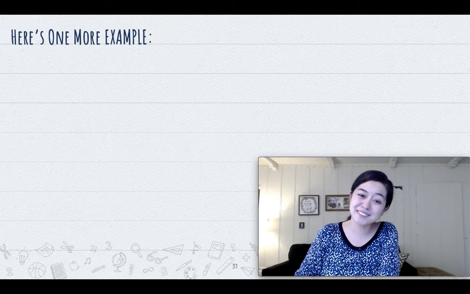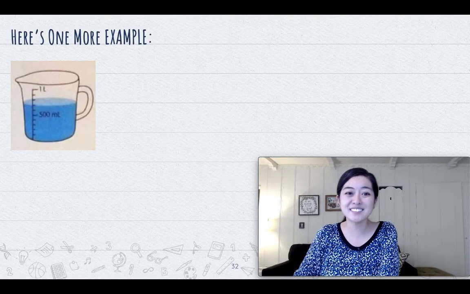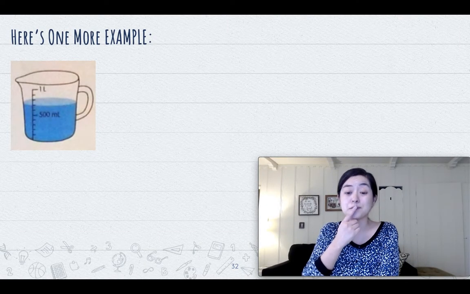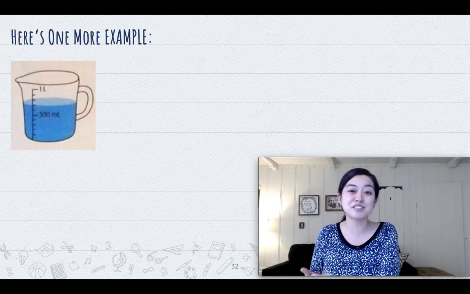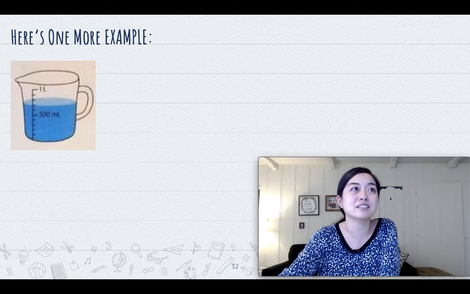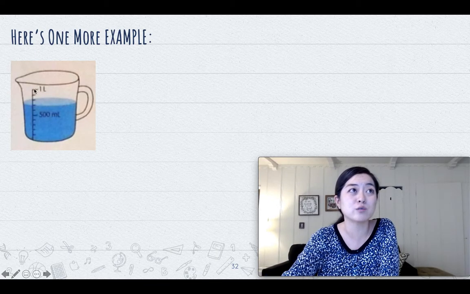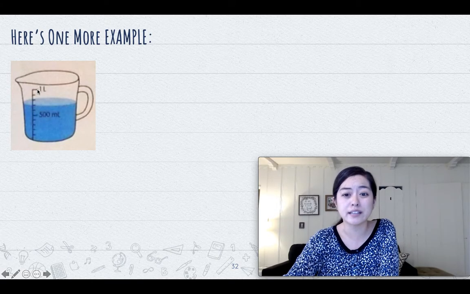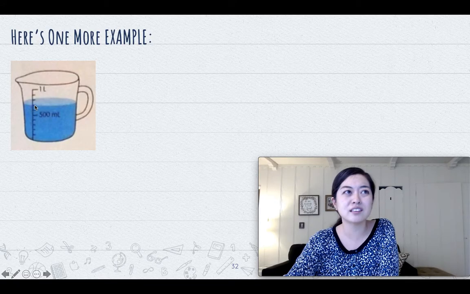And one more example. Okay, let's look at this one. Well, the capacity of this measuring cup is 1 liter because it looks like the maximum amount of liquid it could hold is 1 liter. Now, the volume in here, well, it goes past 500 milliliters, and I have to see where this is. Okay, so it's between 500 milliliters and 1 liter.